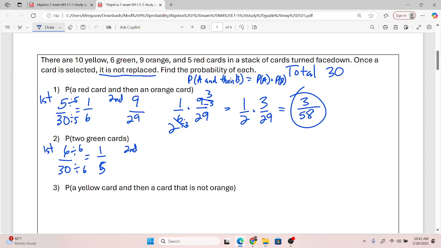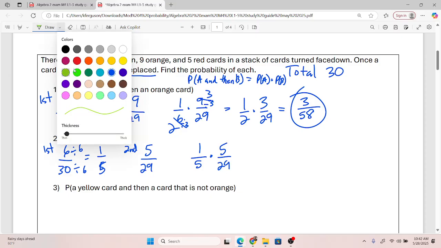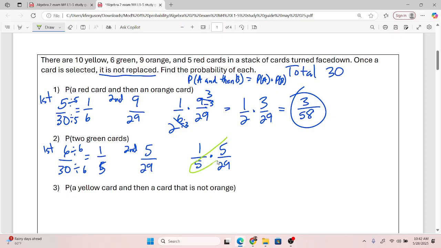So 2 things happen. One, the number of green cards went down because I pulled one out. It's only 5 left. That's the first thing that I'm going to be looking at, out of 5. The second thing is because I pulled one card out, it's not 30 cards left. It's 29 left. I can't do any reducing there, so I got 1 over 5 times 5 over 29. And like I told you before, we're going to butterfly.